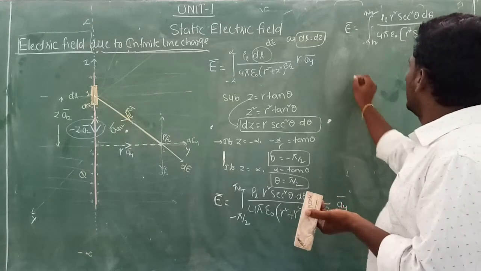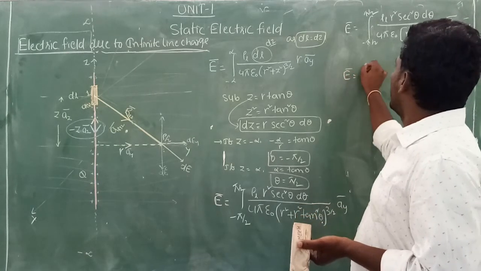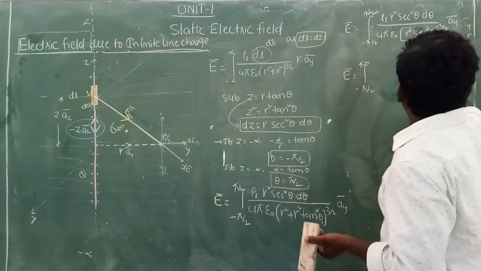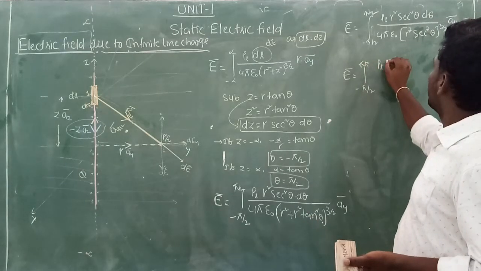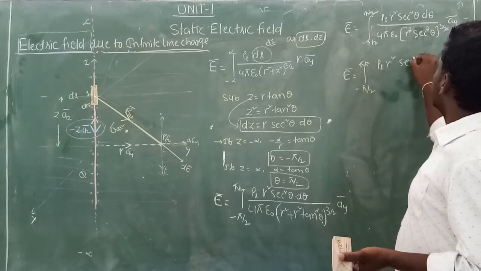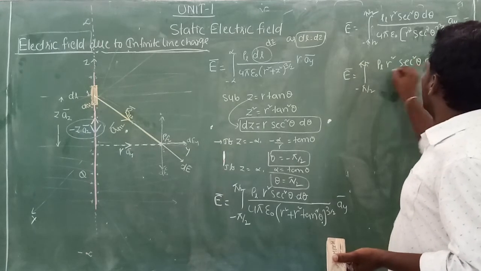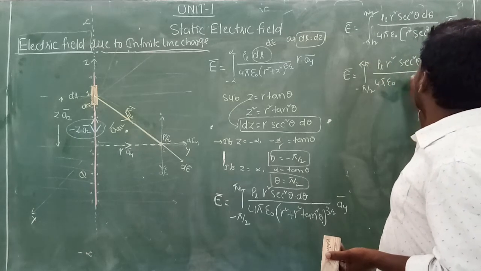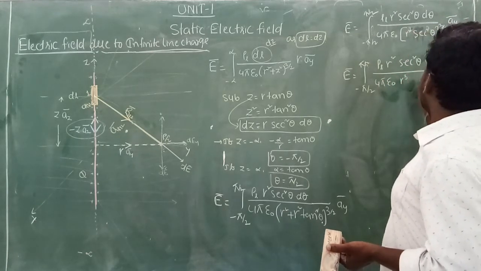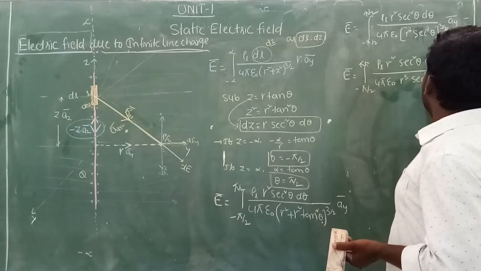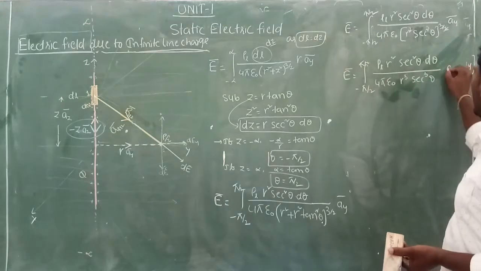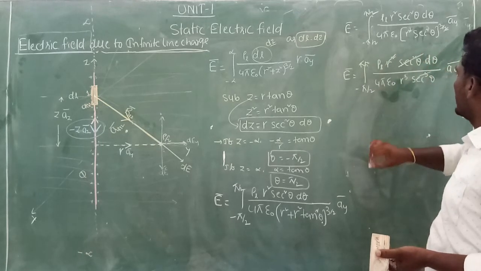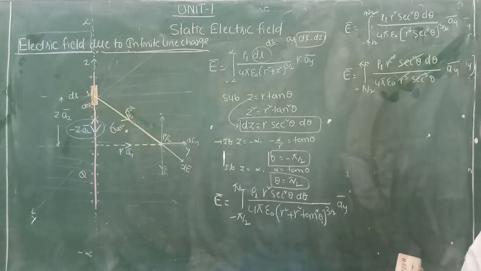Okay, now I am again writing the expression here. E bar is equal to the integral from minus pi by 2 to plus pi by 2 of rho L r square secant square theta d theta by 4 pi epsilon naught r cube, there is an r cube here, and secant cube theta, a_y bar. Secant square theta, here the square is cancelled, r square cancelled.